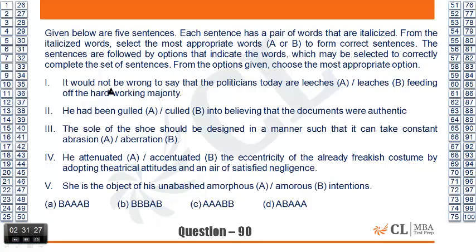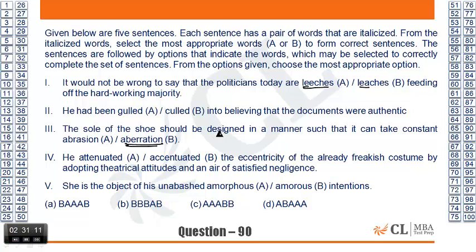Okay. It would be hard. It would not be wrong to say politicians should have leeches. Oh God. What leeches? I don't know. He has been culled. No idea. I know this. Aberration. Aberration is deviation. Okay, let's check this.